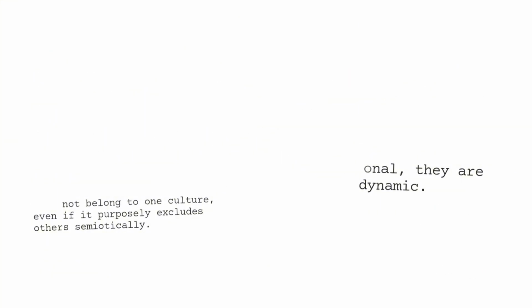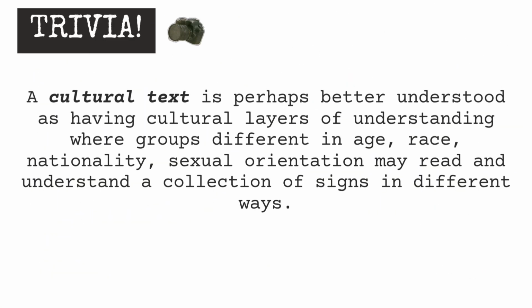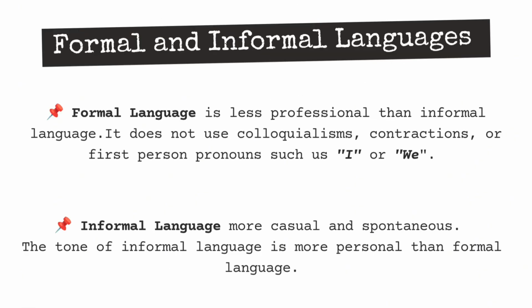A trivia: cultural texts are perhaps better understood as having cultural layers of understanding, where groups different in age, race, nationality, sexual orientation may read and understand a collection of signs in different ways. Next, we have formal language and informal language. These two serve different purposes, especially the tone, the choice of words, and the way words are put together vary between the two styles.